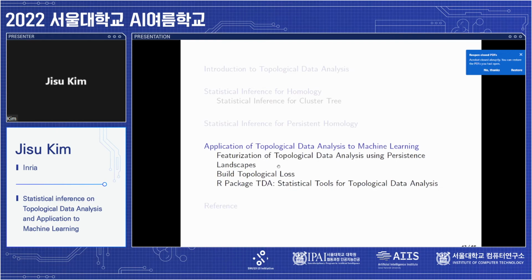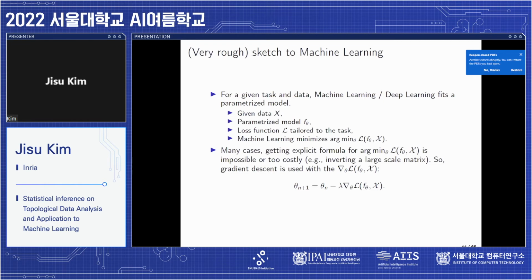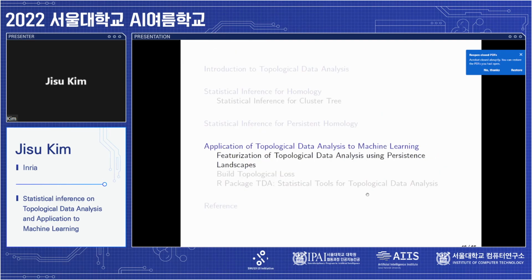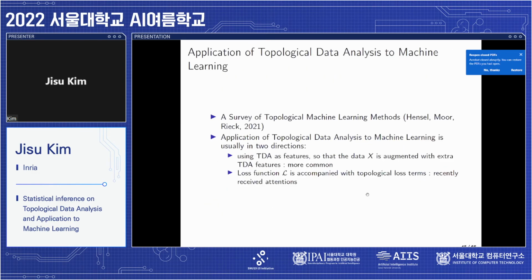So I will just go over the applications in machine learning quickly. Roughly speaking, machine learning is inferring your parameters using gradient descent. And so, to help machine learning with topological data analysis, that is usually done in two ways.